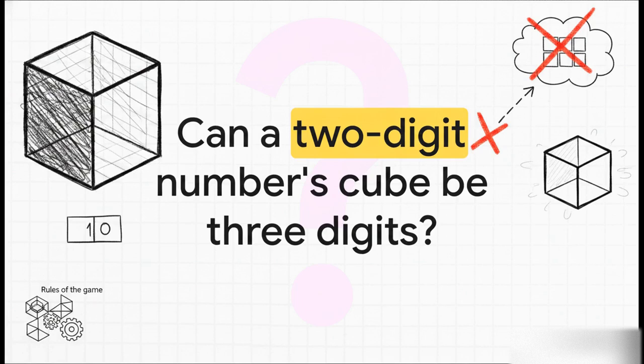10 times 10 times 10 is 1,000. 1,000 is a 4-digit number. So the smallest possible 2-digit number creates a 4-digit cube. That literally means it is mathematically impossible for the cube of a 2-digit number to ever be a 3-digit number.